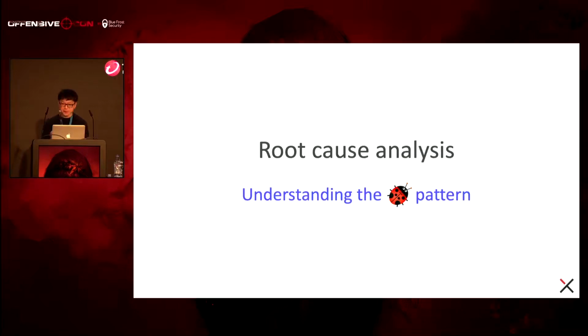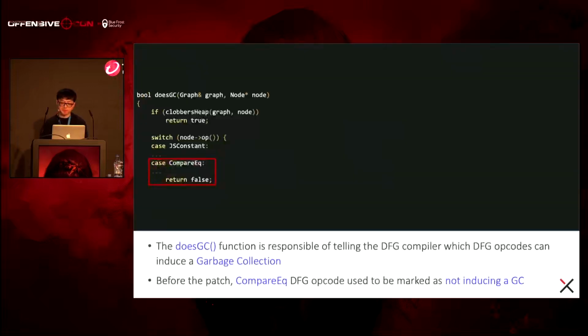Now, I'll go through the process of understanding the root cause of this specific bug. There's this function called doesGC, and it's responsible for telling the DFG compiler which DFG opcodes have the possibility of bringing up the garbage collector. And before the patch, the CompareEq opcode was returning false, which means that it doesn't have any chance of inducing garbage collection.